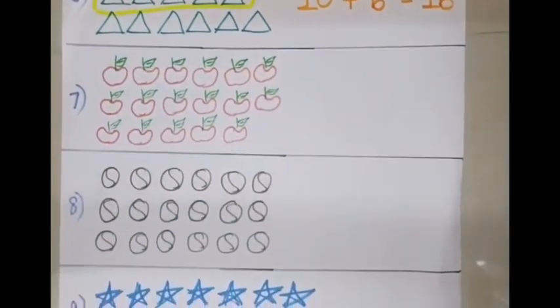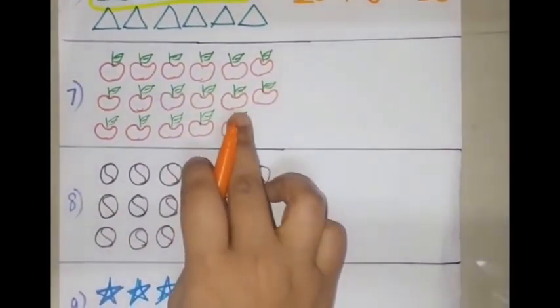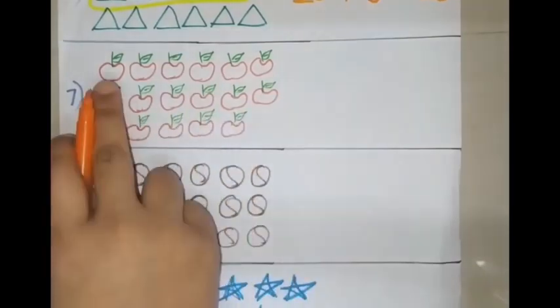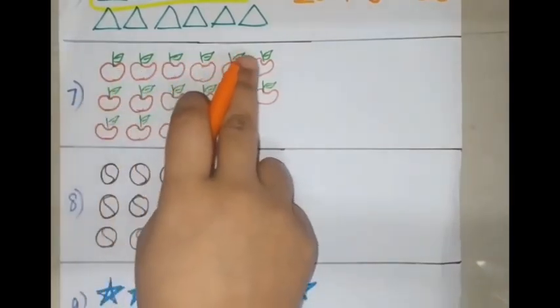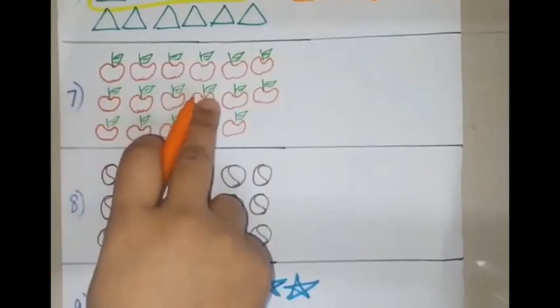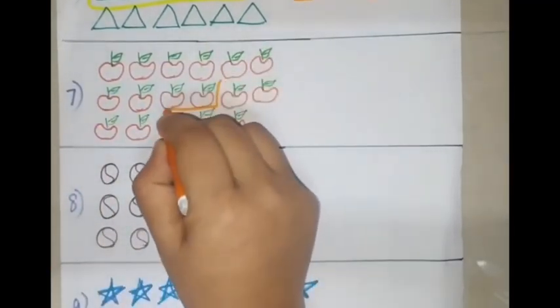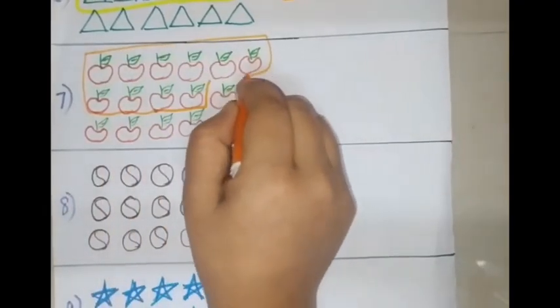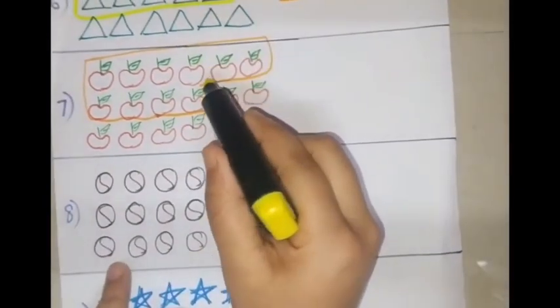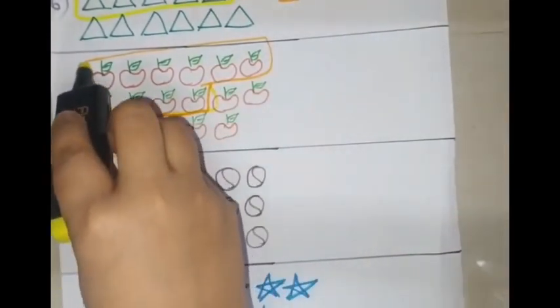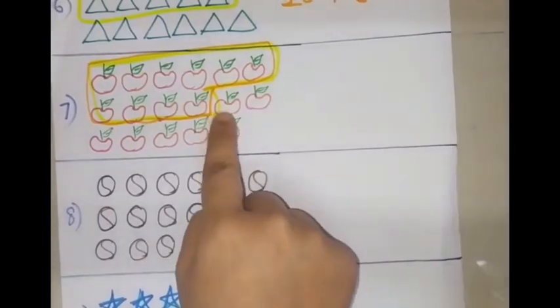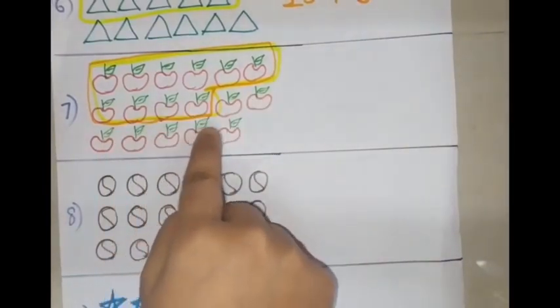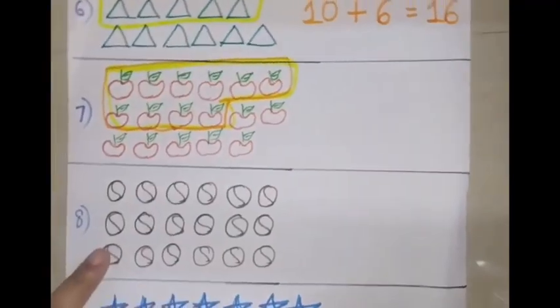Now you can see again many apples. Now let's count them. 1, 2, 3, 4, 5, 6, 7, 8, 9, 10. So we are now making a group of 10 apples. Now there are some more remaining apples. Let's count them. 1, 2, 3, 4, 5, 6, 7. So there are 7 more remaining apples.